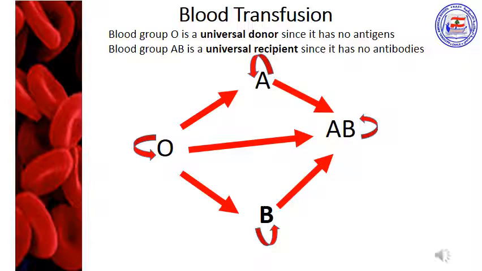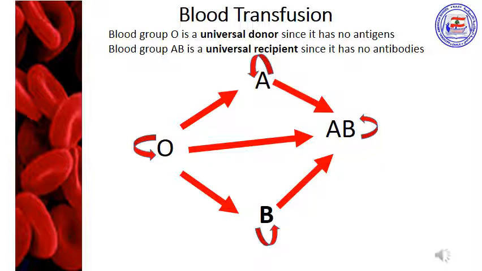Here is a scheme that shows the possible transfusions between the different blood groups. Blood group O is a universal donor since it has no antigens, and blood group AB is a universal recipient since it has no antibodies. So the figure shows clearly that every blood group can donate blood to the same blood group. So A can give to A, B can give to B, O to O, and AB to AB.